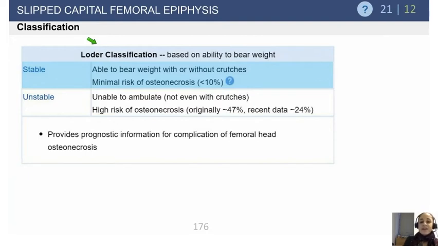These patients have a very high risk of avascular necrosis of the femoral head. So originally, Dr. Loder put this number at almost 50%. Recent data puts this down more like a quarter of these patients. And this information is important because it can provide you with prognostic information for your risk of AVN.